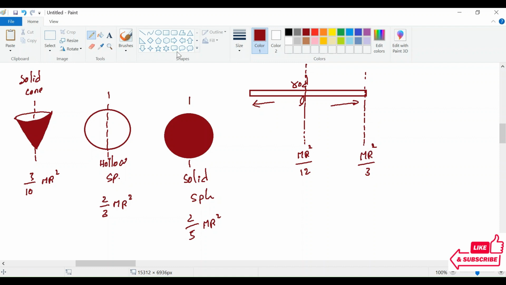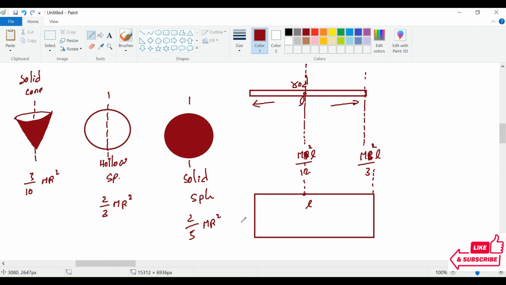Now the same question is given with a rectangle, same concept. If this is a rectangle, it is like a rod only, of length L. So the formula is also ML square. Length, it is not r here. ML square by 3 at the end, and ML square by 12 at the center of the rod. This is the center of the rod.